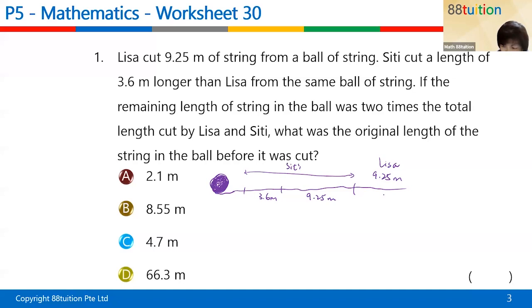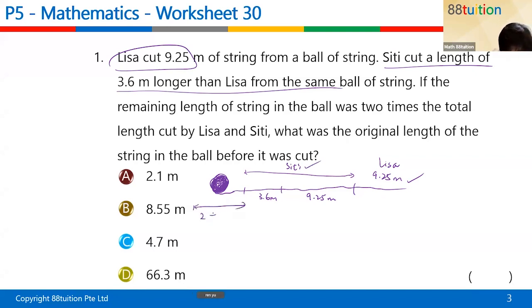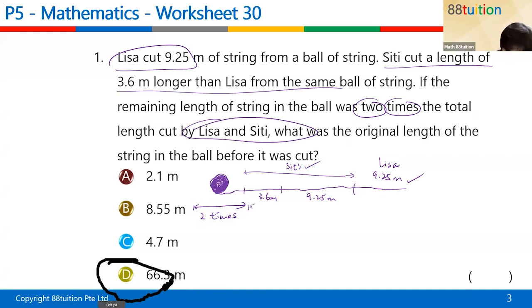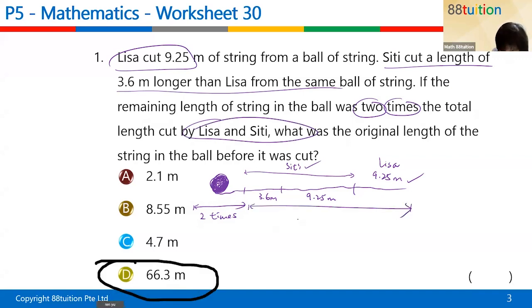Then after that, the remaining length of the ball. So I have that for Lisa, Siti is longer, I got them for Lisa. And this remaining here is 2 times the total, 2 times the total length cut by them. So what is the total for here? It will be 3.6, 9.25, and 9.25. Yeah, so I add them up.